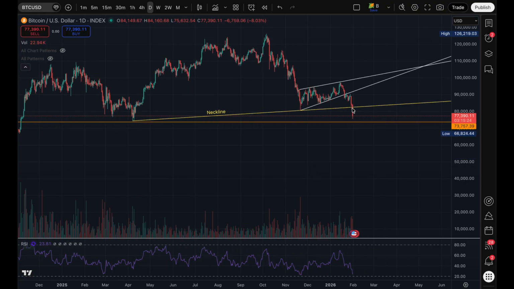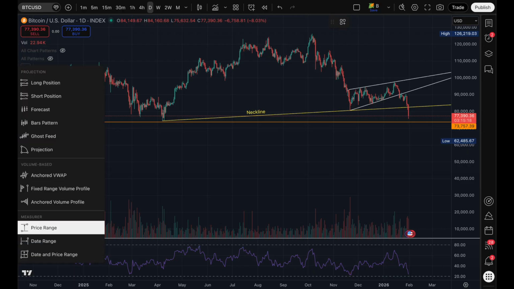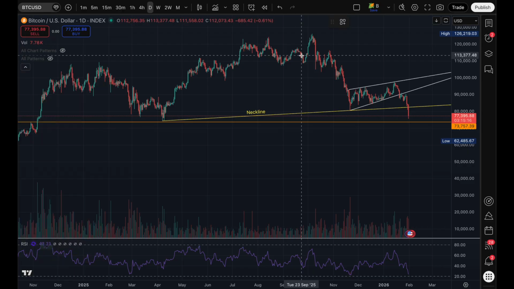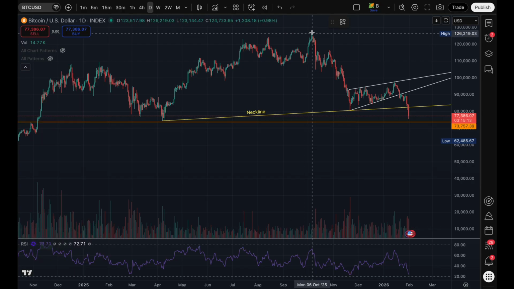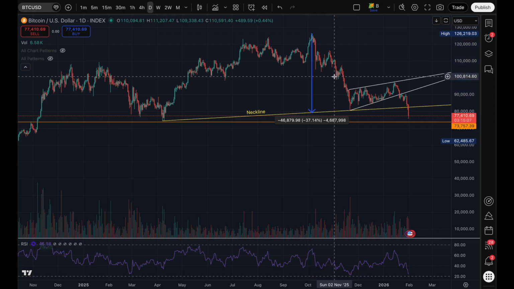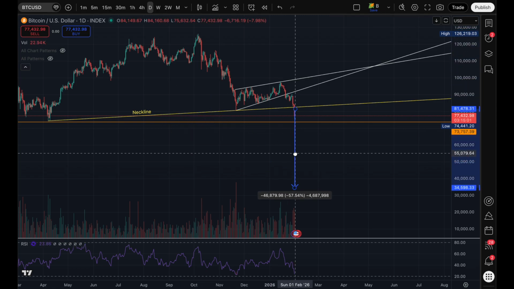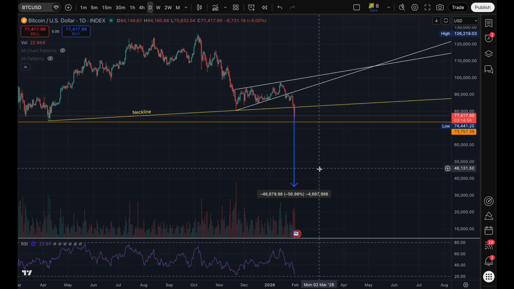So how do you calculate this? How do you calculate the move? Okay, so what you do is you take a price range tool and you start from the high, and then you go right down to the neckline. So right about there. So the measured move there. And then what you do is you take that and then you apply it to where it broke down, which is about right here. Okay. So this gives you an idea of where things could go.